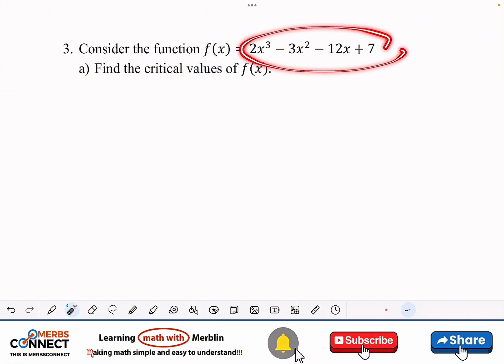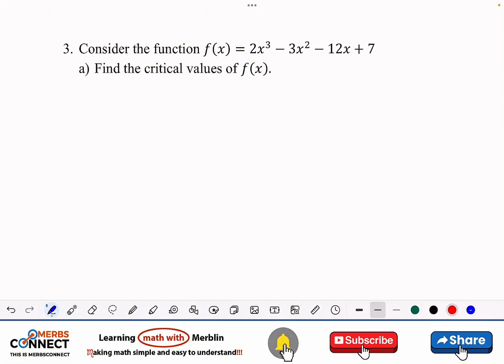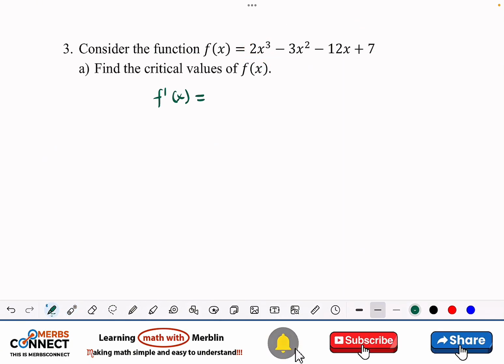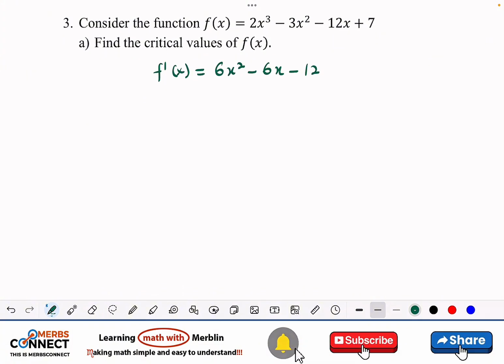So let's do that. For us to find the critical value, the first thing we need to do is differentiate the function. So f prime of x will be equal to, let's do the differentiation using the power rule, 6x squared minus 6x minus 12. This is interesting. I factor 6 out and I have x squared minus x minus 2.